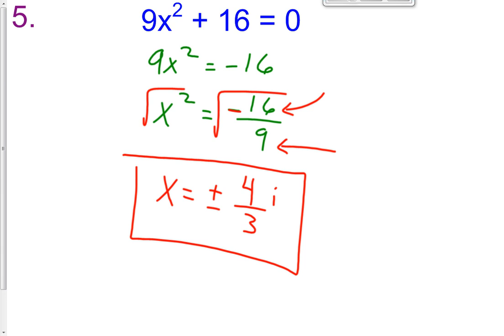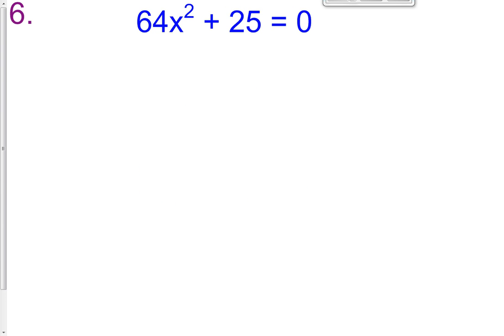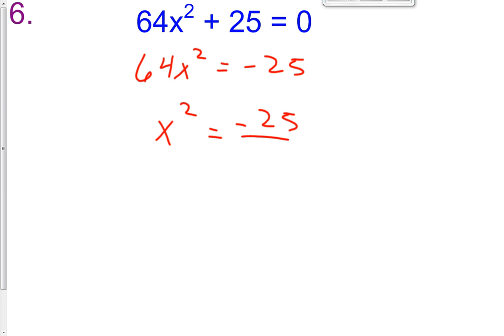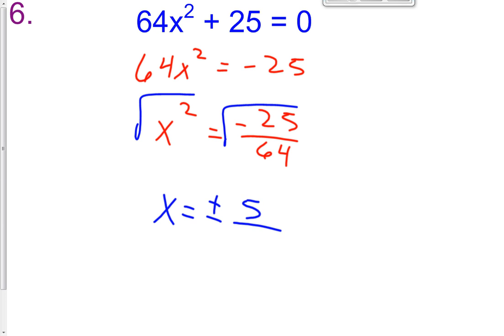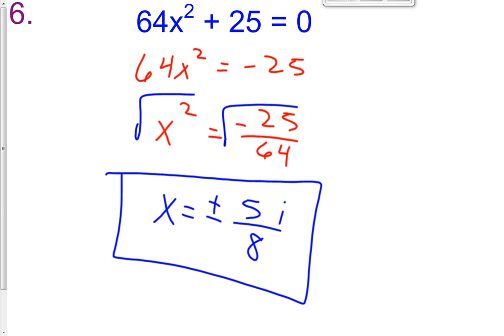You guys try number 6 on your own, please. Pause the video. Let's see what you come out with for number 6. Very similar to the last two, you should have had 64x squared equals a negative 25. Divide both sides by 64, so x squared equals a negative 25/64. And then square root both sides to get x equals the plus and minus. The square root of 25 is 5, the square root of 64 is 8, and the square root of negative 1 is i. x equals plus and minus 5/8 i.